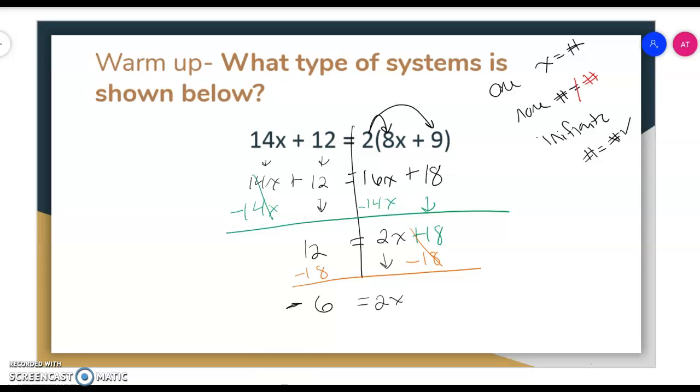Now x is by itself, well, it's by itself with its 2. Remember, if these two are touching, it means multiplication, so the opposite is division. In order to get x completely by itself, where x equals something, I need to divide both sides by 2. A negative divided by a positive is a negative. 6 divided by 2 is 3. So what type of solution is this? One solution.